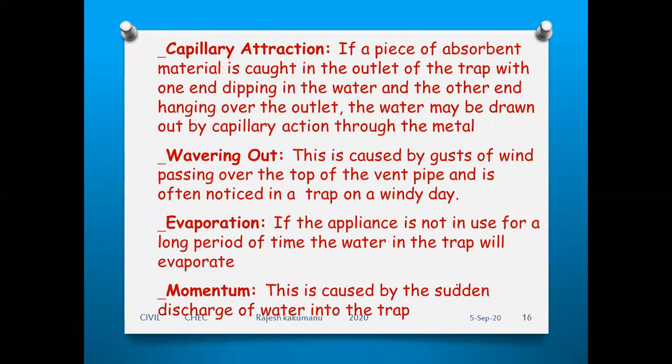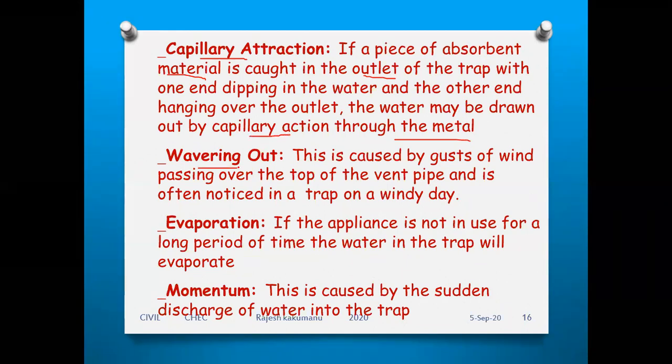Next loss is capillary attraction. If a piece of absorbent material is caught in the outlet pipe of the trap, with one end dipping in the water and the other end hanging over the outlet, the water may be drawn out by capillary action through the material. So whenever there is an obstruction in the outlet of the trap, with one end dipped in the water and the other end at the outlet, the water may be drawn out by capillary action.